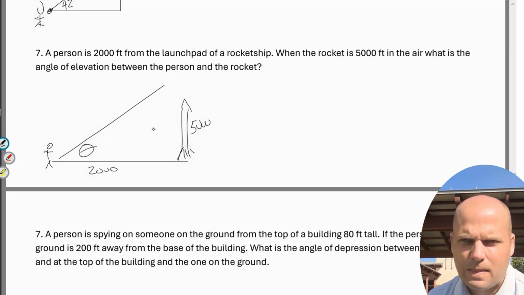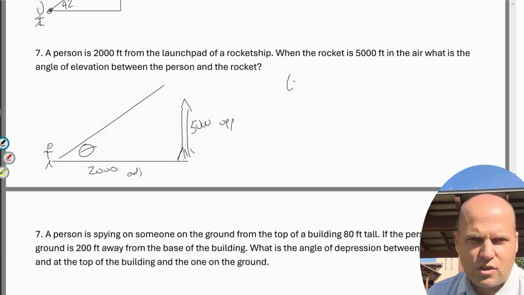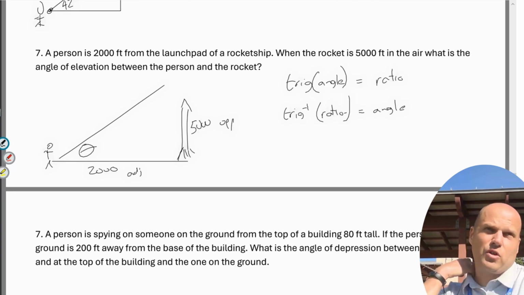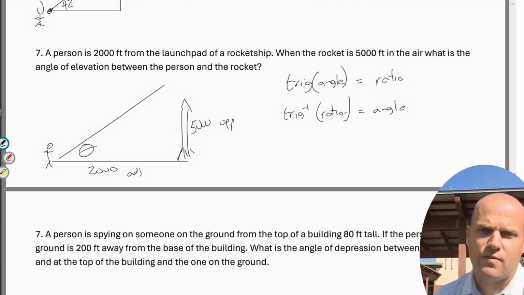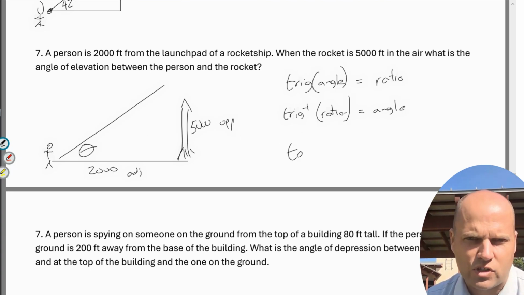And we will say, okay, we have the opposite. We have the adjacent. Remember that the trig function of an angle gives you a ratio, and that the inverse trig function of a ratio would give you an angle. Okay, so we plug angles into SOHCAHTOA. We plug ratios into inverse sine, inverse cosine, inverse tangent. So since I have opposite and adjacent, I would use inverse tangent.